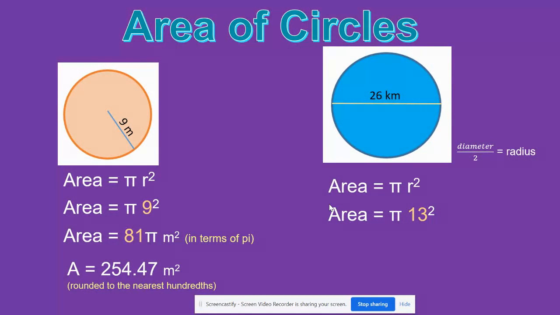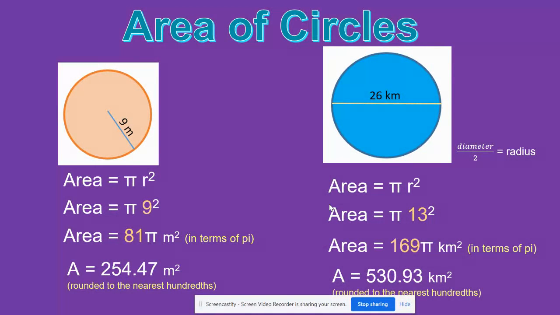We can now multiply the radius squared out, and we get 169 pi, again in terms of pi, or we can multiply 169 times pi, and we will get our final answer for the area of the circle.